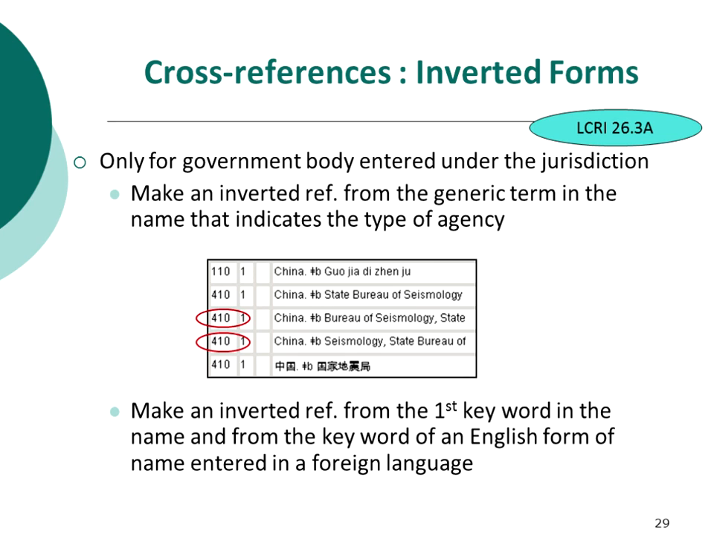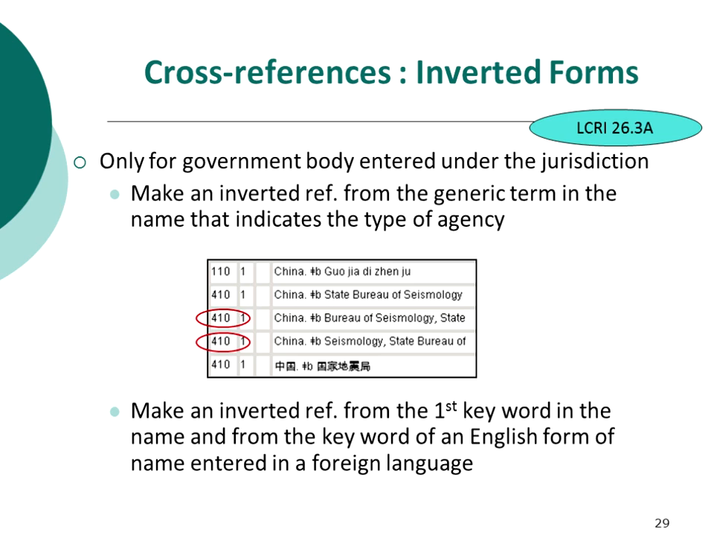Now the first condition is only when you have a government body entered under jurisdiction, okay? Only when you have the government body entered under jurisdiction or entered subordinately. As I said, these mean the same thing. In that case, we have two situations where inverted cross-references are considered. First, make an inverted reference from the generic term in the name that indicates the type of agency.